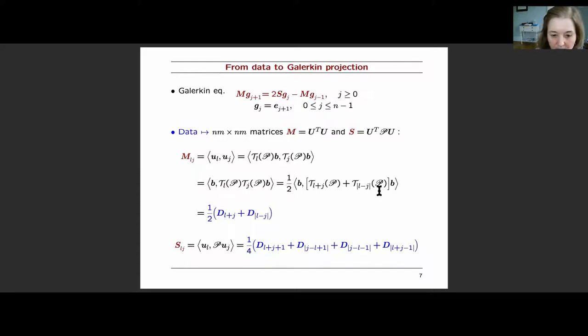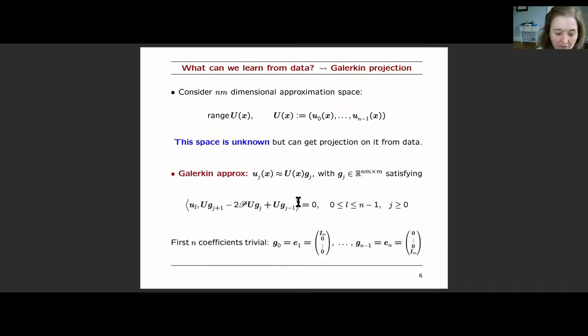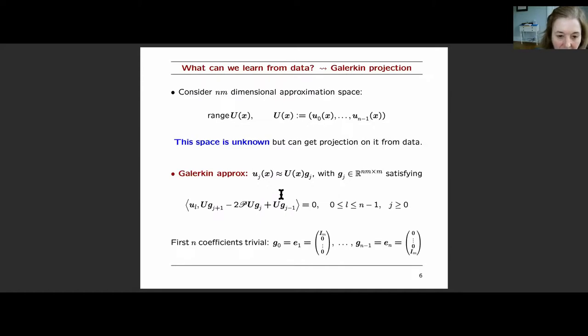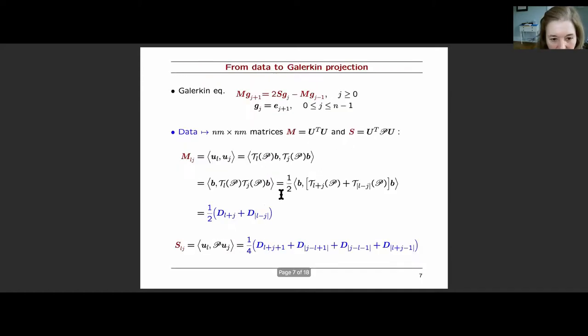And then of course, when I look at this, I recognize that what I have here is just a linear combination of the data that I know at time steps L plus J and at time step L minus J. Okay, and then a similar calculus gives me the stiffness matrix S in terms of the data. So what we are trying to do here again is get a Galerkin projection of this dynamical system without knowing the state. We only know the data. From this data, we get this Galerkin equation with matrices M and S, which are computable from the data. And so therefore, this means that we can compute the Galerkin coefficients for all J.